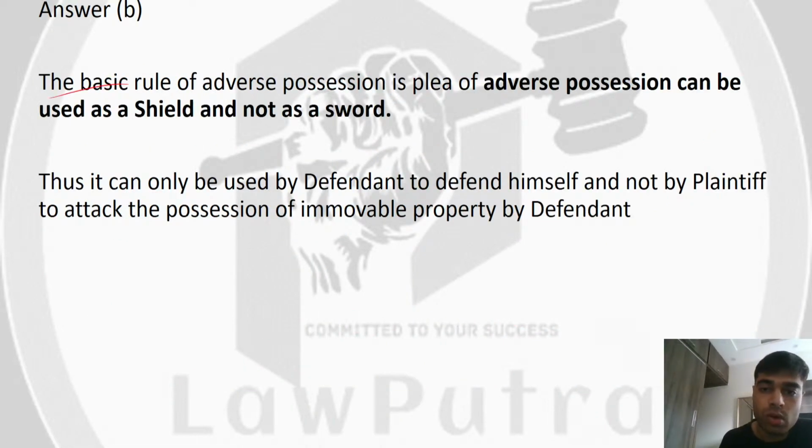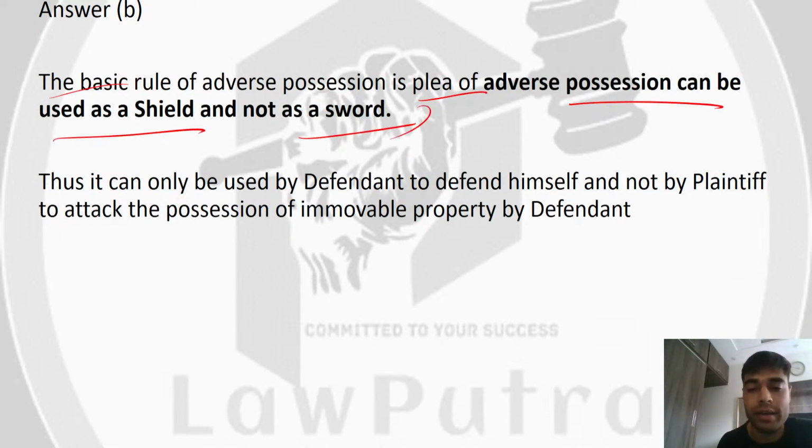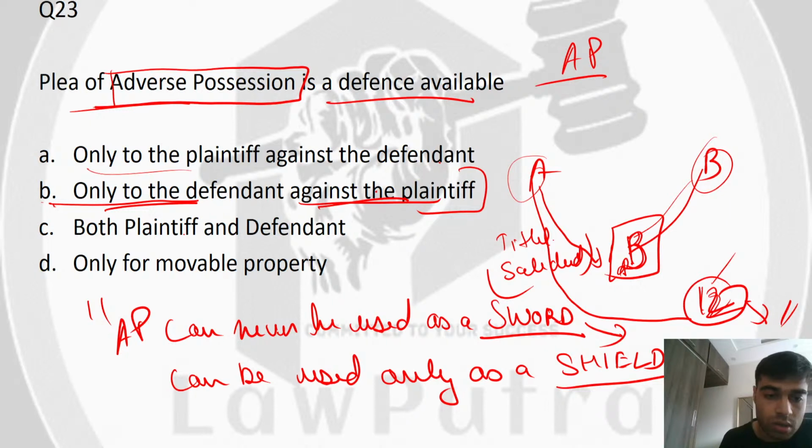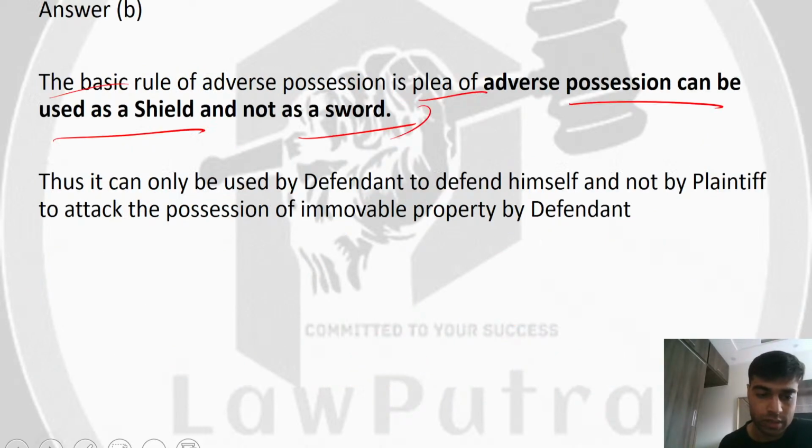So the basic rule of adverse possession is adverse possession can be used only as a shield and not as a sword. So only defendant can take it. And again, it has to be for immovable property only. All right. So this is also wrong. Only for movable property. बिकॉज प्रॉपर्टी है वो, उसका इमूवेबल होना बहुत जरूरी है. मूवेबल प्रॉपर्टी के लिए नहीं आता एडवर्स पोजीशन.